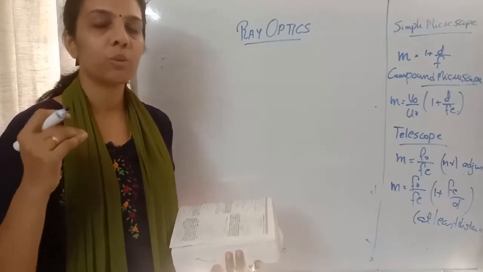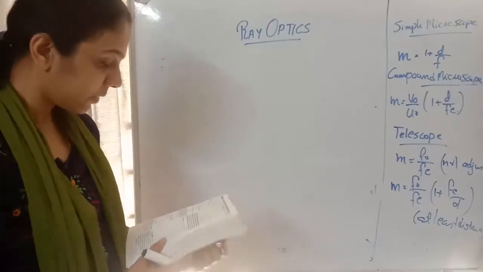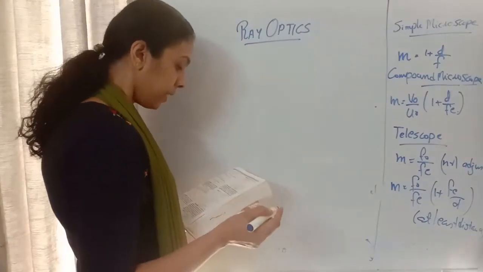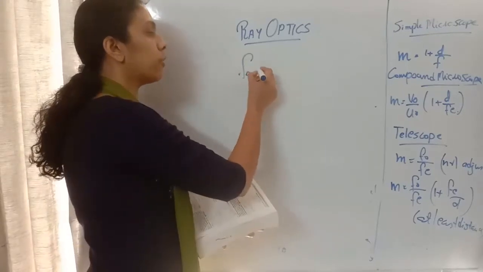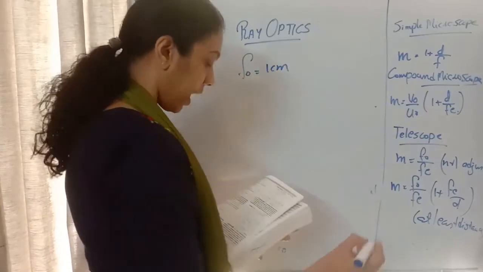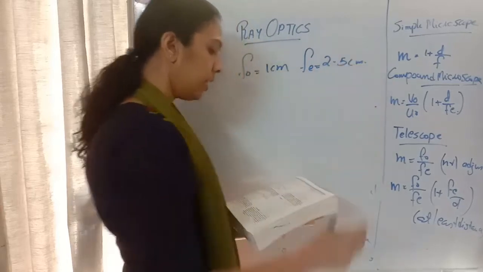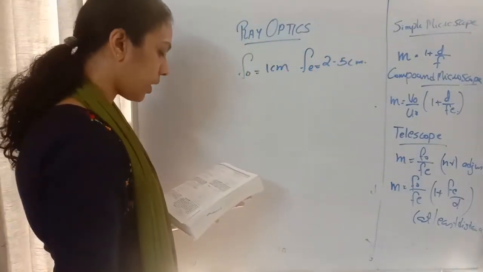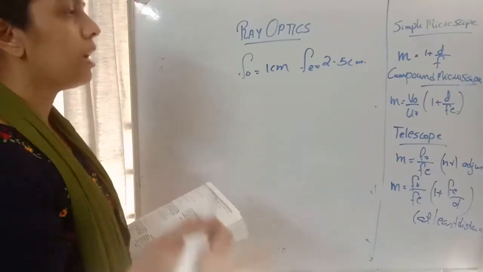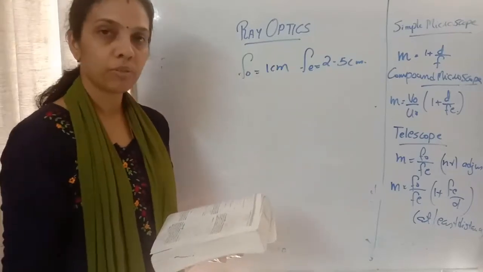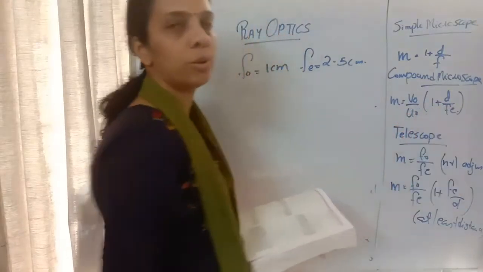So those who want to try, they can try that and just check after that whether it is correct or not. Okay, so here in the question it is given, a microscope has an objective focal length of 1 centimeter. So FO is equal to 1 centimeter. Eyepiece FE equals 2.5 centimeter. An object has to be placed at a distance of 1.2 centimeter away from the objective for normal adjustment. For normal adjustment, what is the formula for that? VO divided by UO into 1 plus D by FE. This is the formula for normal adjustment.